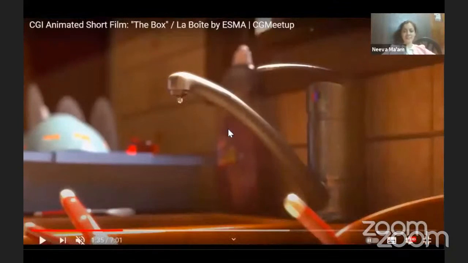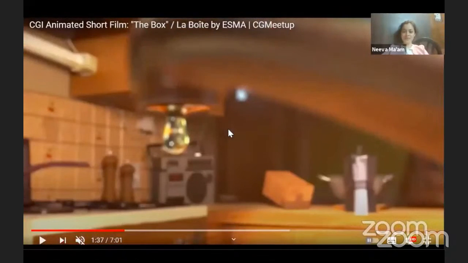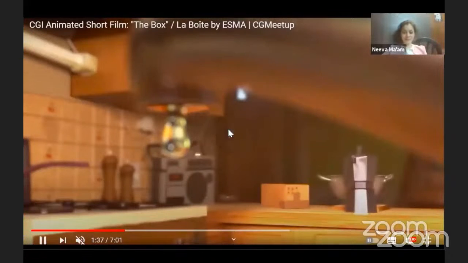So I really like this comparison here, you know. The droplet is about to fall from the tap, and the amount of time it takes for the droplet to fall is the amount of time it takes for the box to fall down, if you know what I mean, right? So I really liked this concept of this film.